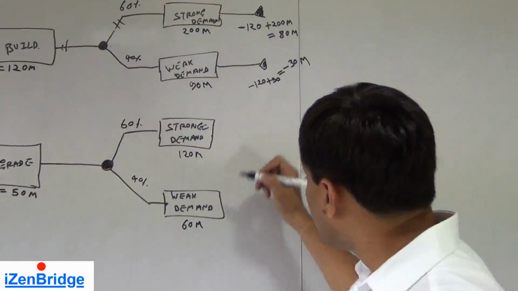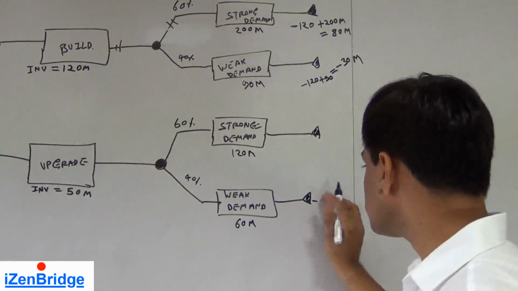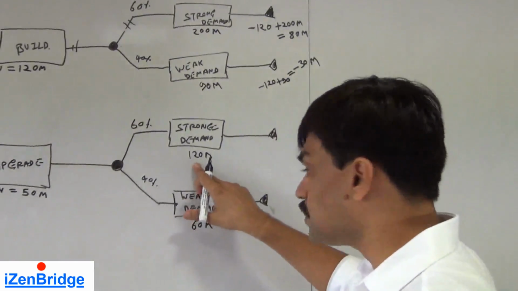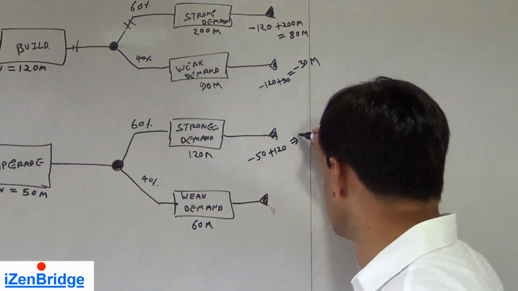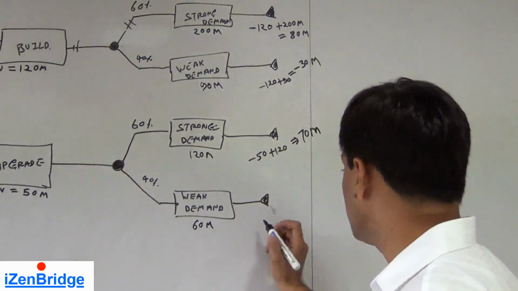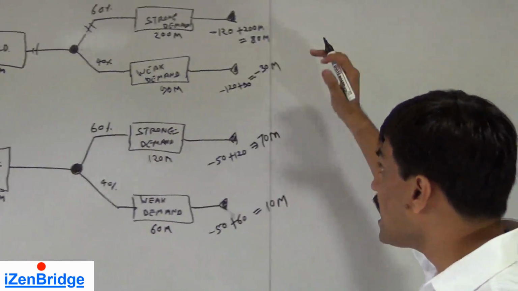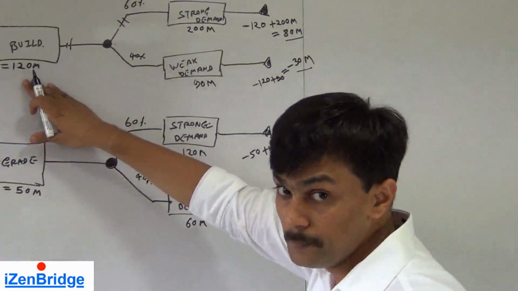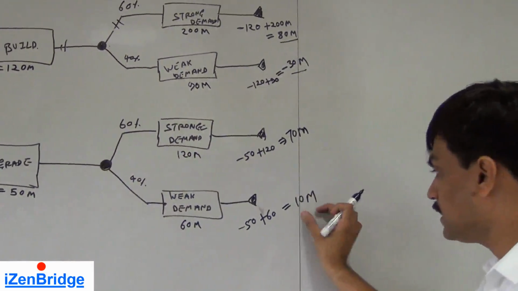Let us take the other paths. We identify a net path value for them as well. 50 million invested for upgrading it, earned 120 million. So minus 50 plus 120 is equal to 70 million. Spent 50 million, earned 60 million, minus 50 plus 60 is equal to 10 million. So now we have path values of 80 million and minus 30 million for the decision related to building the plant. For upgrade, we have path values of 70 million and 10 million.